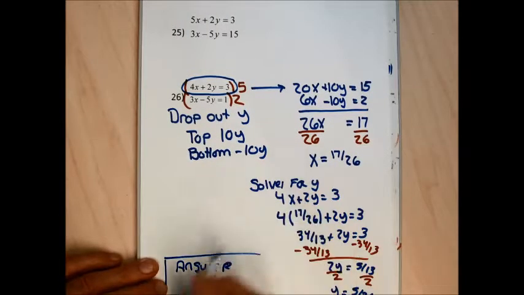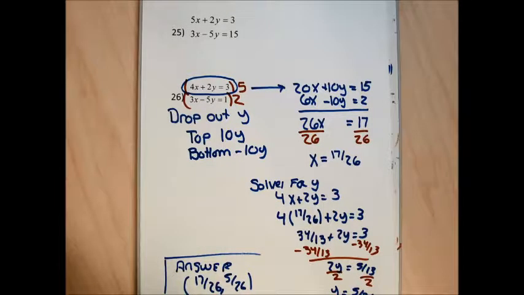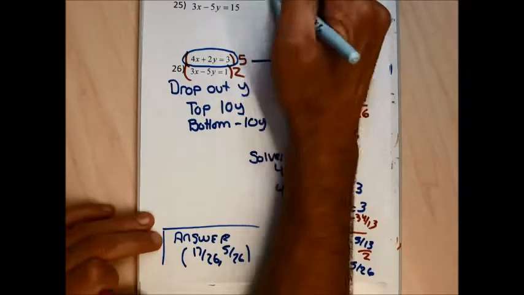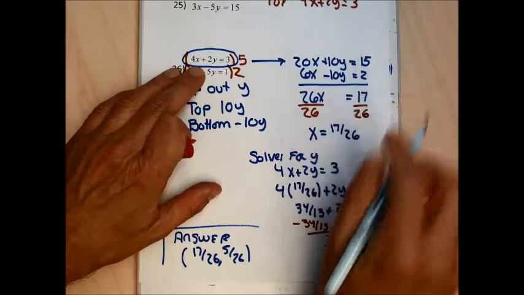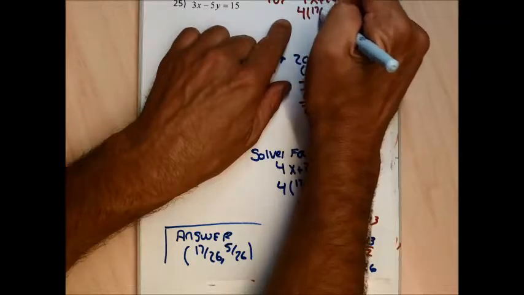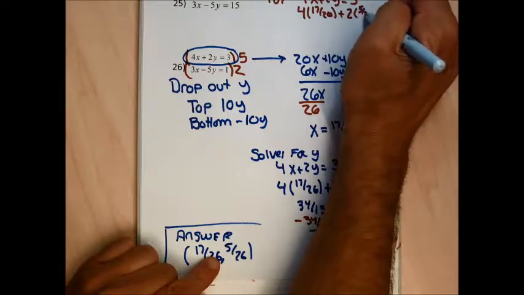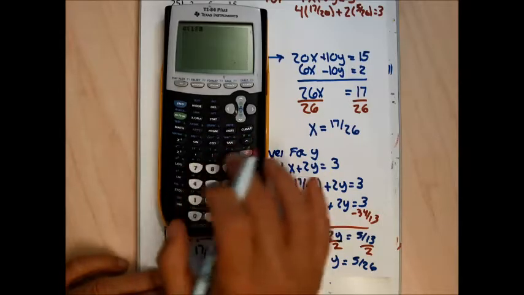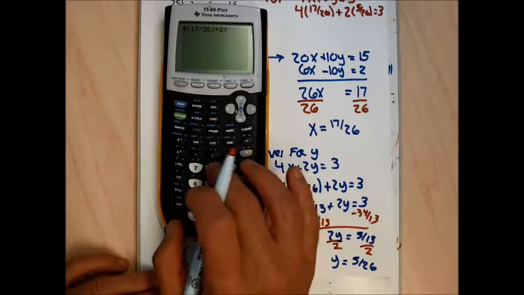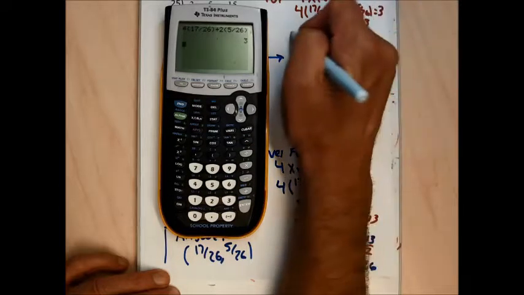But for my answer, I'm going to write x is 17 over 26, y is 5 over 26, and I'm going to sneak my checking in. I'm going to use the heck out of my calculator to check. For checking into the top equation, which is 4x plus 2y equals 3, I'm going to go 4 times 17 over 26 plus 2 times 5 over 26, and that better be 3. So let me try that real quickly. 4 parentheses 17 divided by 26 plus 2 parentheses 5 divided by 26. That gives me 3, so that works in the top equation.